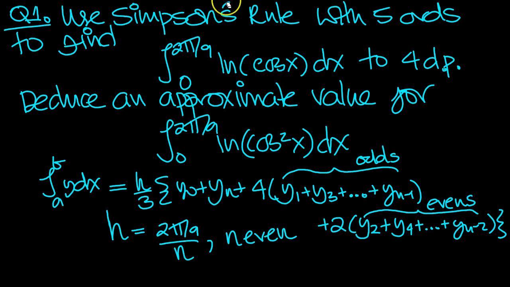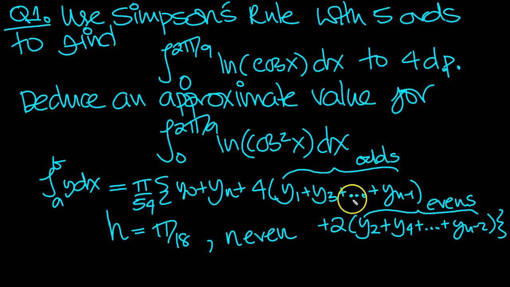5 ordinates, so there's 4 intervals. So 2 pi over 9 divided by 4 is going to be, the 2's cancel, there'll still be a 2 here, which is pi over 18. So h is pi over 18. So the increment value between the intervals is pi over 18. Now h over 3 will be pi over 18 over 3, which will be pi over 54. So let's put that in straight away.